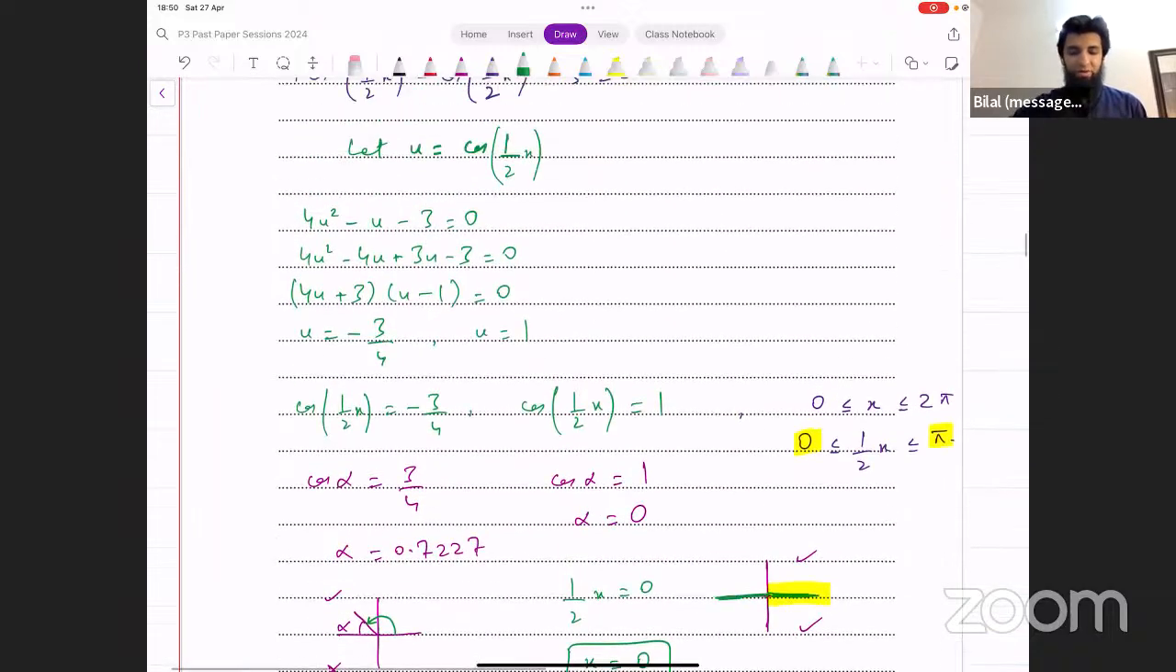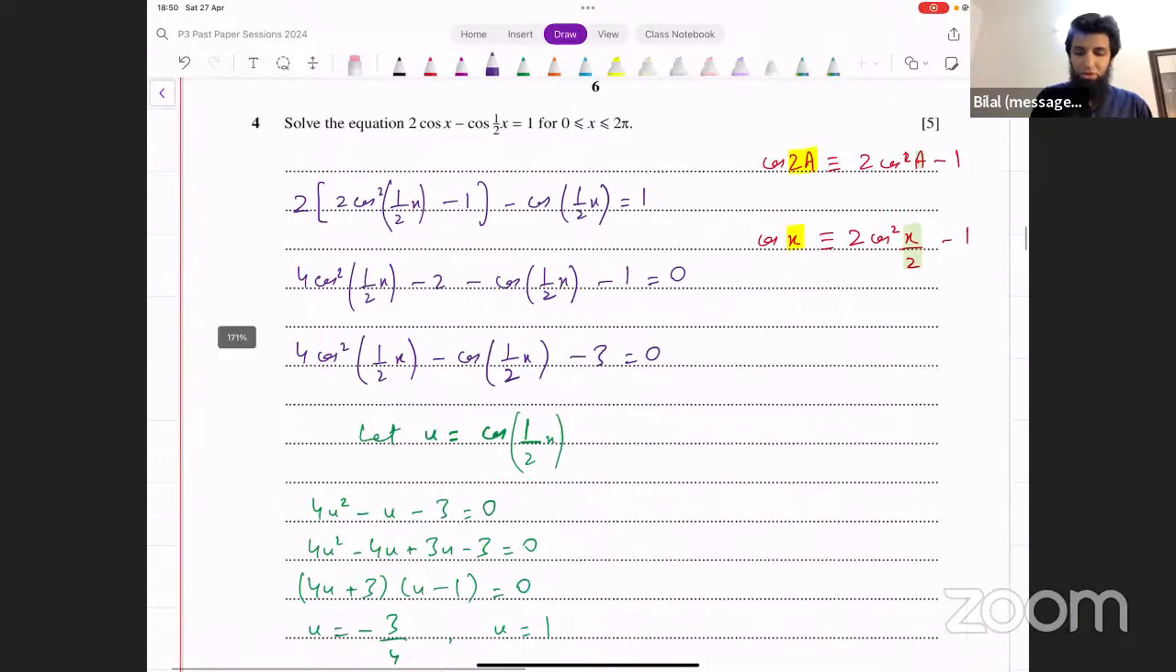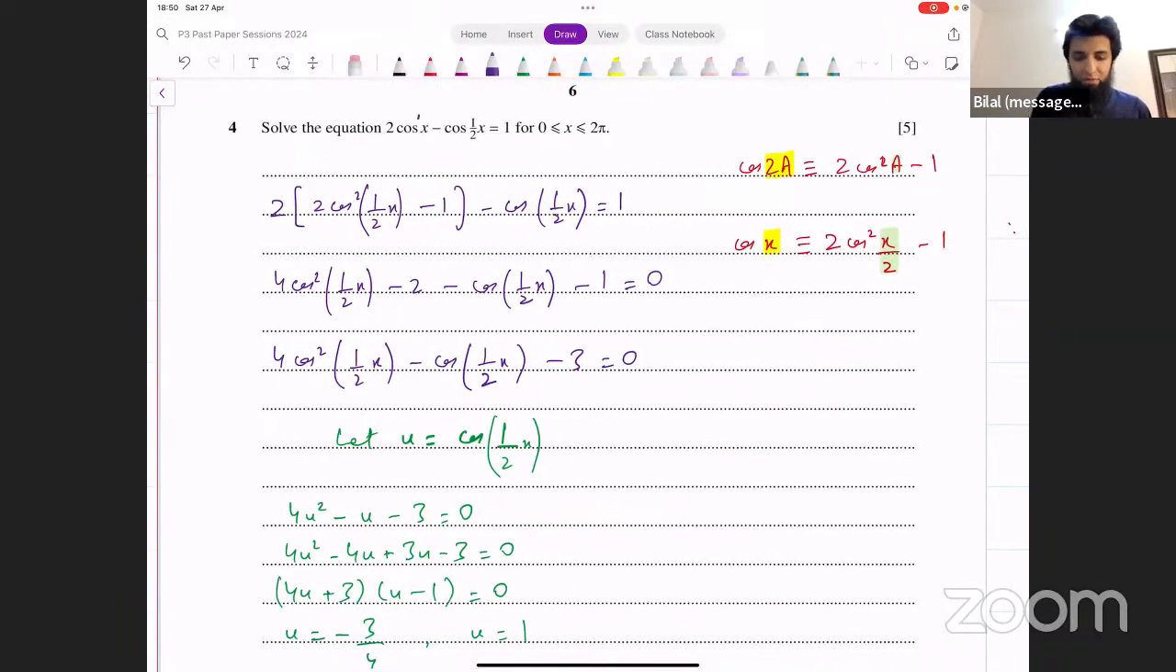So the tricky part here was how to use the double angle identity to convert cos x to cos of half x. You think of it like this, that x is basically twice of half x, right? 2 times half x. So for that, we basically use this double angle identity. Since cos of 2a can be written as 2 cos square a minus 1, if we have x on the left side, on the right side it will become x over 2 or half x. And that is what you can use to convert cos x to cos of half x as well.